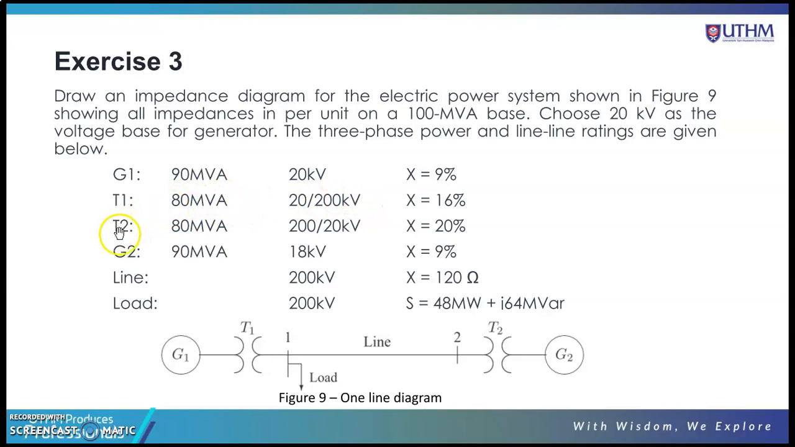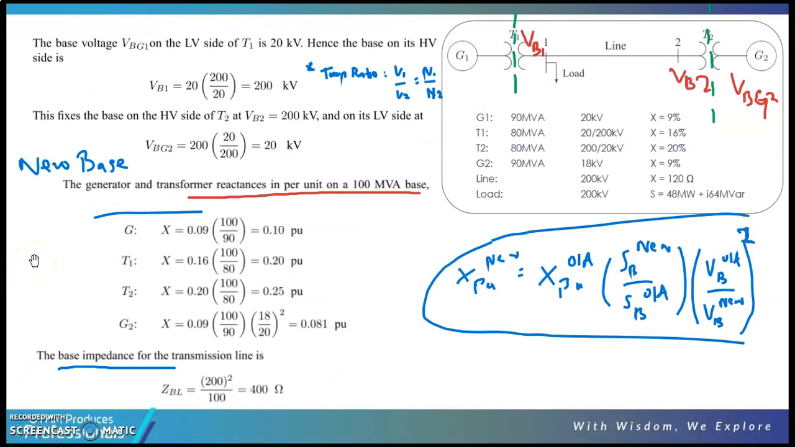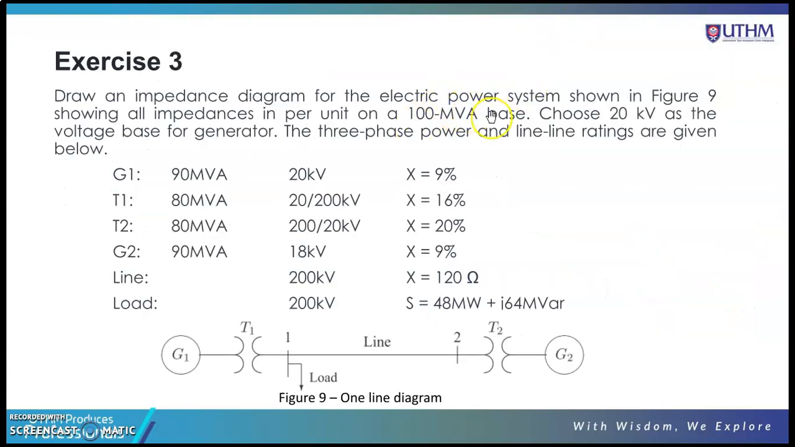Similarly for T2, G2, the line and loads. So the question is, you need to refer to the 100 MVA base, the common S base. We call it S base new. First of all, you need to redraw your single line diagram. You have G1, T1, the line, T2, and G2. Then you need to determine the S base. In this case, you consider S base equal to 100 MVA.